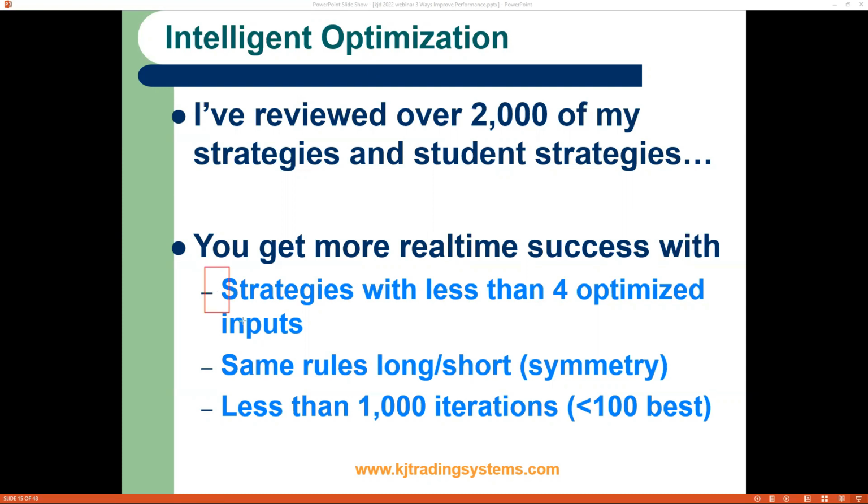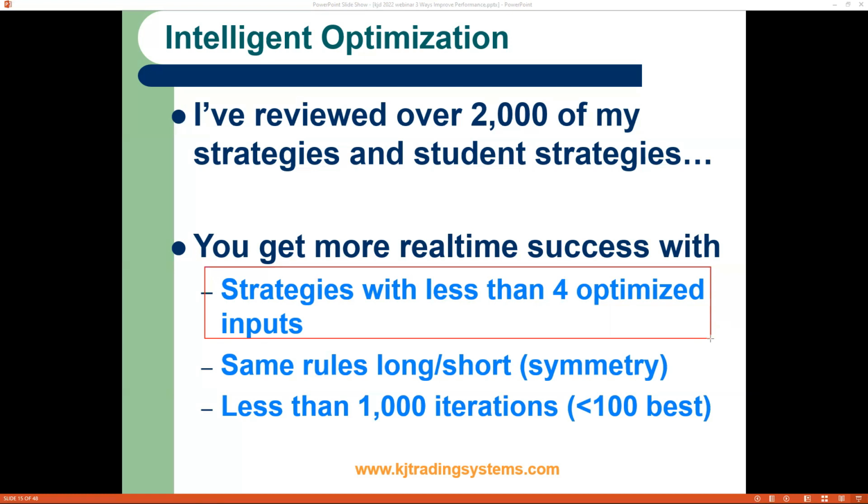First, less than 4 optimized inputs. So let's say you're doing a moving average with a stop loss and a profit target. Just make sure you're not optimizing more than 4 things. Okay, and I've seen people optimize 50 different inputs. It's crazy. Stick with a small amount.